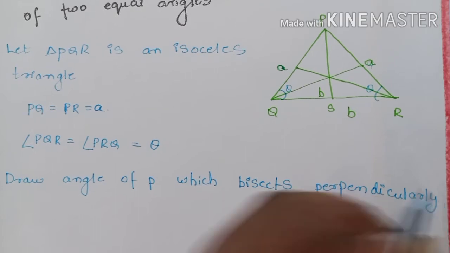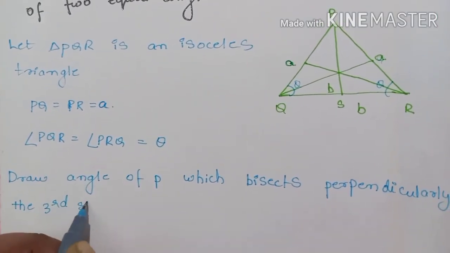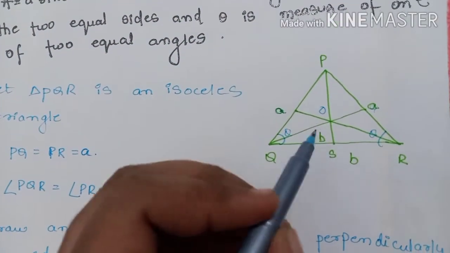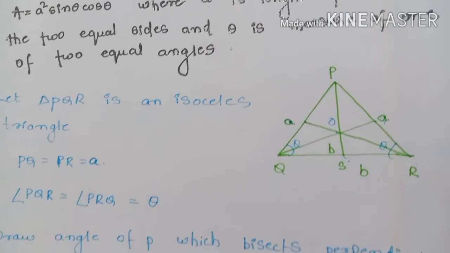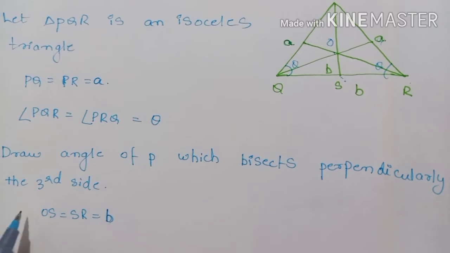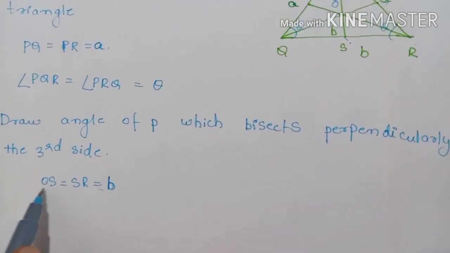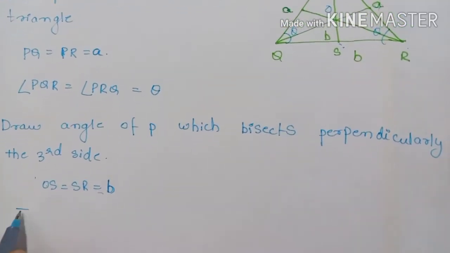Perpendicularly the third side. Now the figure looks like this. Now let us mark OS and SR as B. So OS is equal to SR is equal to B. Now we are imagining these both are the same sides because we are drawing a perpendicular bisector, so those two sides will be equal.